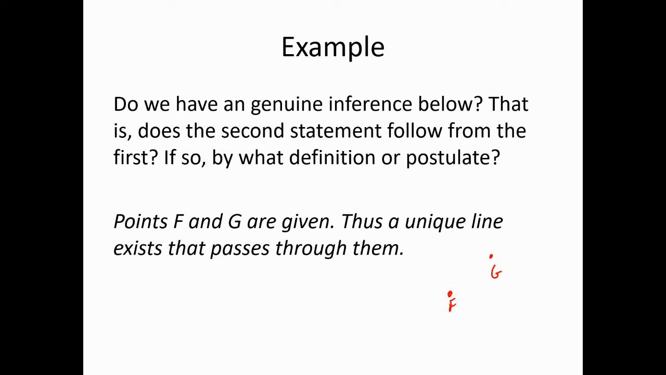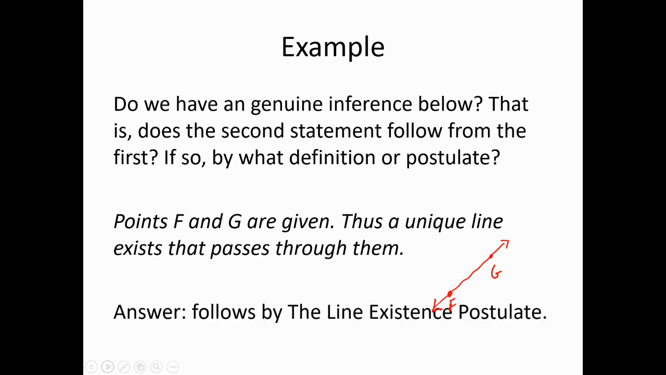And by what does it follow? Well, go ahead and draw it in. It follows, of course, by the line existence postulate. So what does the line existence postulate do for us here? It allows us to take a given statement and write a new statement. That has moved us forward, right? Initially all we had were two points, and then we also have a line. So the line existence postulate has actually introduced something new into our diagram, and that's extraordinarily important.